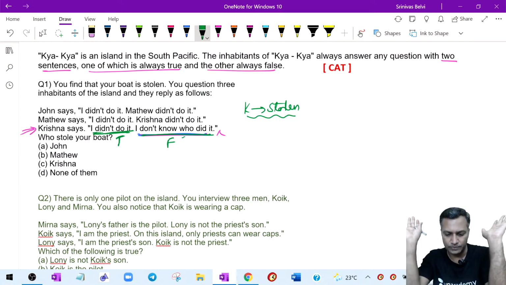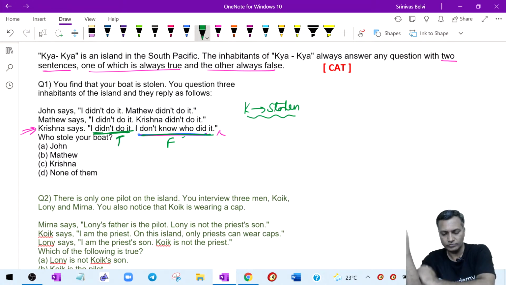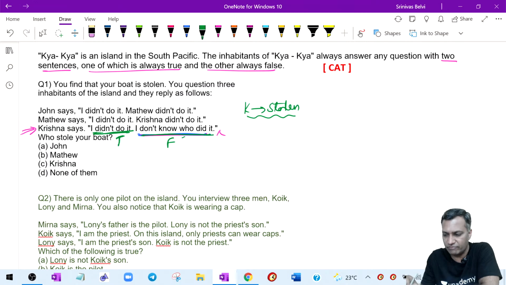Guys, this is clear to you? Krishna's first statement is true. He didn't do it. He's innocent. But he knows who has done it. Because when I assumed the other way, when I suspected him, it didn't work in my favor. Right? Yeah. So that is it. That is the starting point.